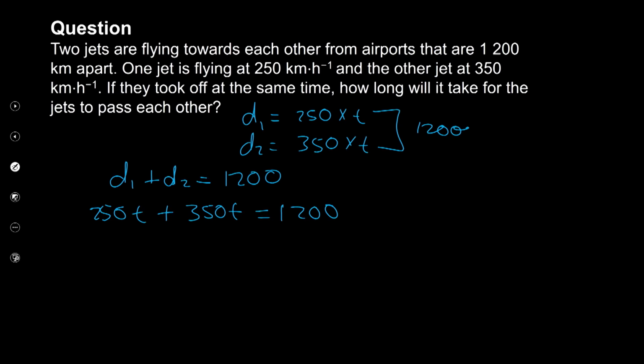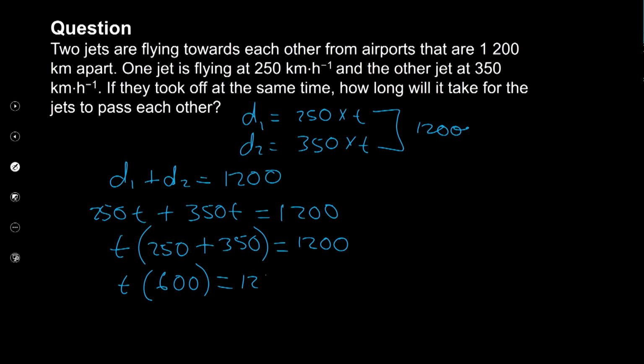I must take out a common factor on the left-hand side, which is T into 250 plus 350. By the way, you can just do this also by adding the two numbers, 250 plus 350, which is 600, right? So this will be T into 600 is equal to 1,200. And then lastly, I will know that my T will be equal to 2, right?